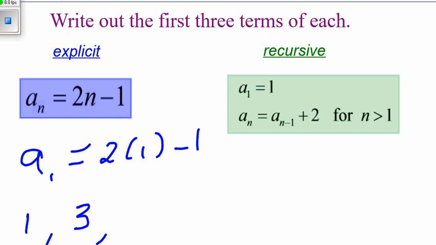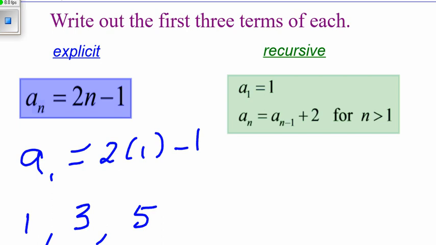This is my a sub 2. A sub 3 would be what I get when I put 3 in, which would be 2 times 3 is 6, minus 1 is 5. And those are the first three terms. Again, I just plug in my number and I get my output.